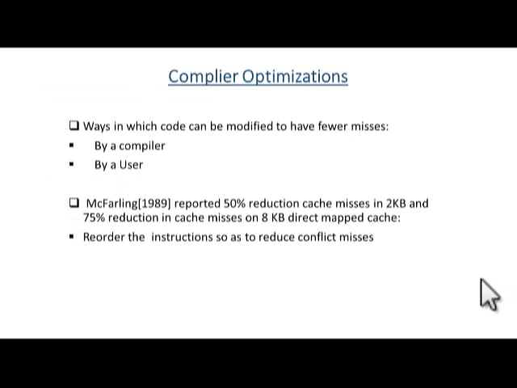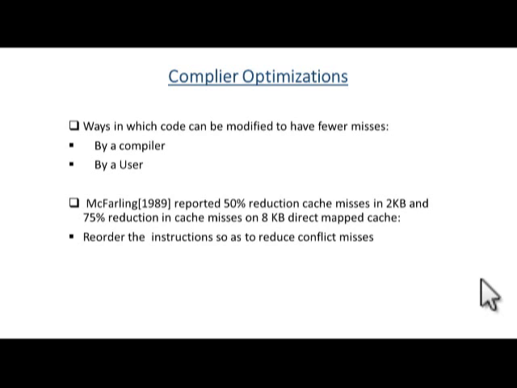So, what is compiler optimization? Compiler optimization means the way in which code can be modified in your program to have fewer misses. This can be done by the compiler, or by the user, coder or programmer who is going to work on that memory.